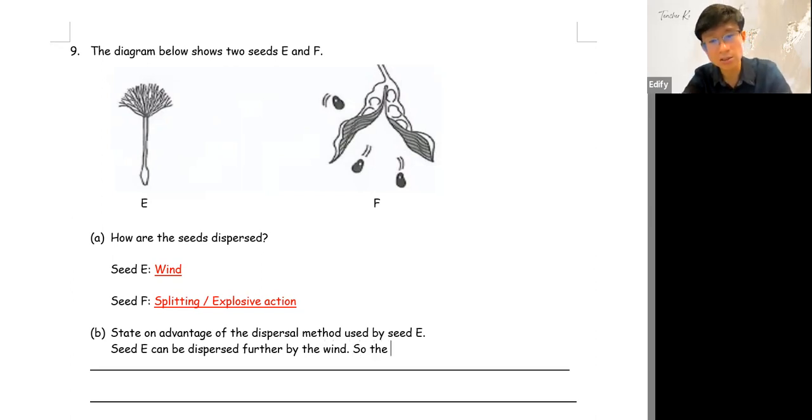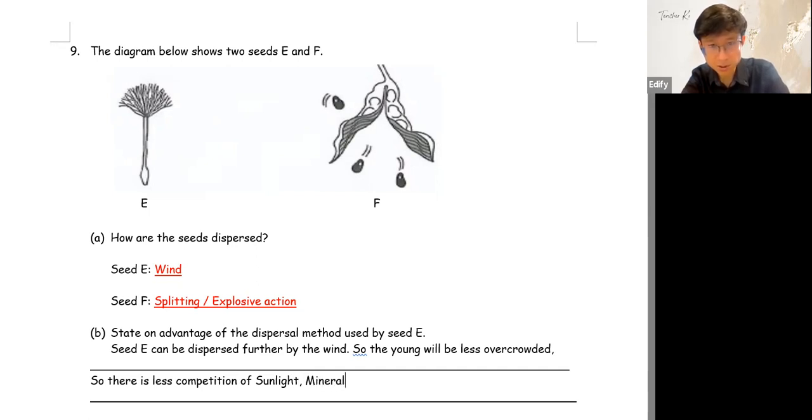Oh, so that the young will be less overcrowded. Not totally no overcrowding. I cannot prevent overcrowding, but there is less. I wouldn't say totally no, and I wouldn't use the word prevent as well. Less overcrowded, and therefore there is less competition for sunlight, mineral salts, space, and water with the parent plant.